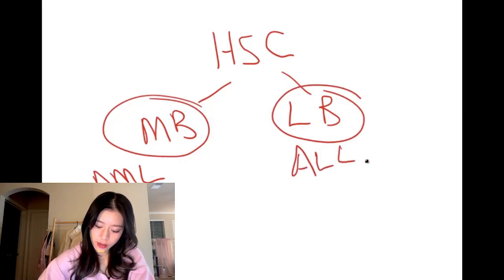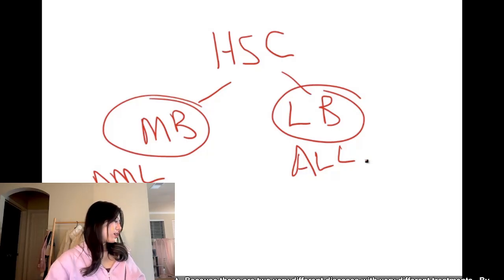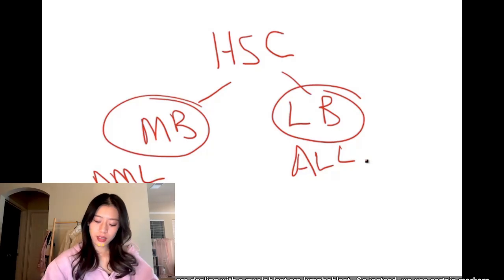When we look at a blast on a bone marrow aspirate or on a blood smear, it's important for us to be able to determine whether that cell represents a myeloblast or whether that cell represents a lymphoblast, because these are two very different diseases with very different treatments. By looking at the cell, it's very difficult to tell whether we're dealing with a myeloblast or a lymphoblast. So instead, we use certain markers.